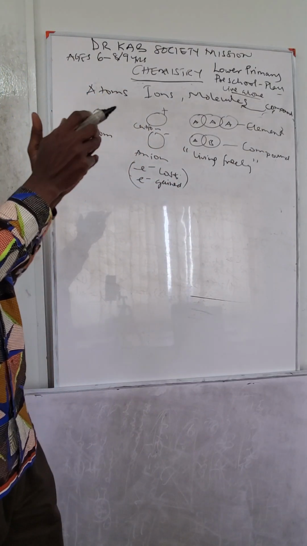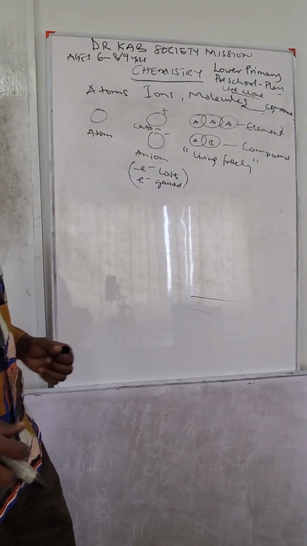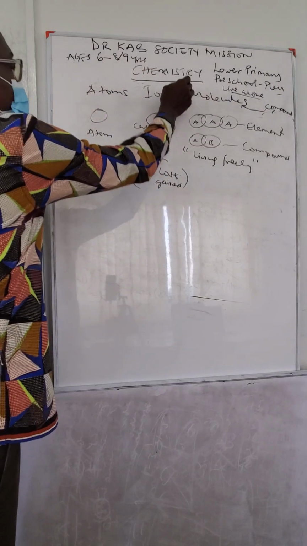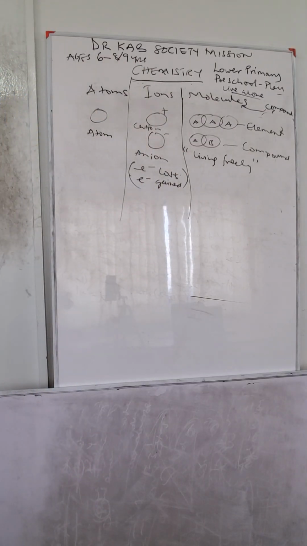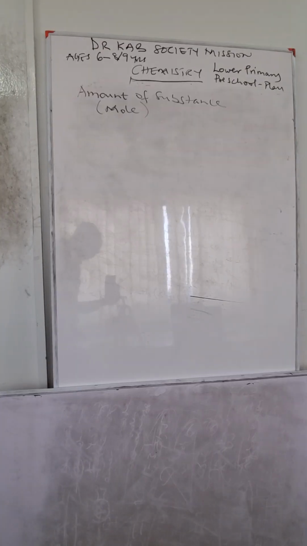They can exist on their own and live freely. They are molecules. So that is that. So the play goes on. Look at this one. We are looking at amount of substance.